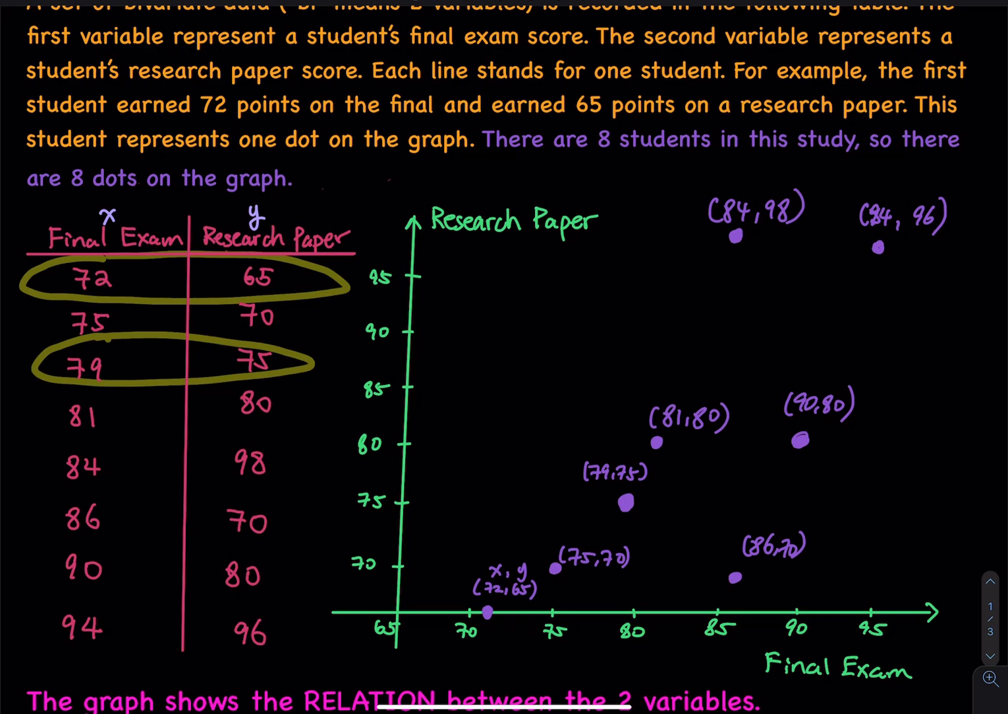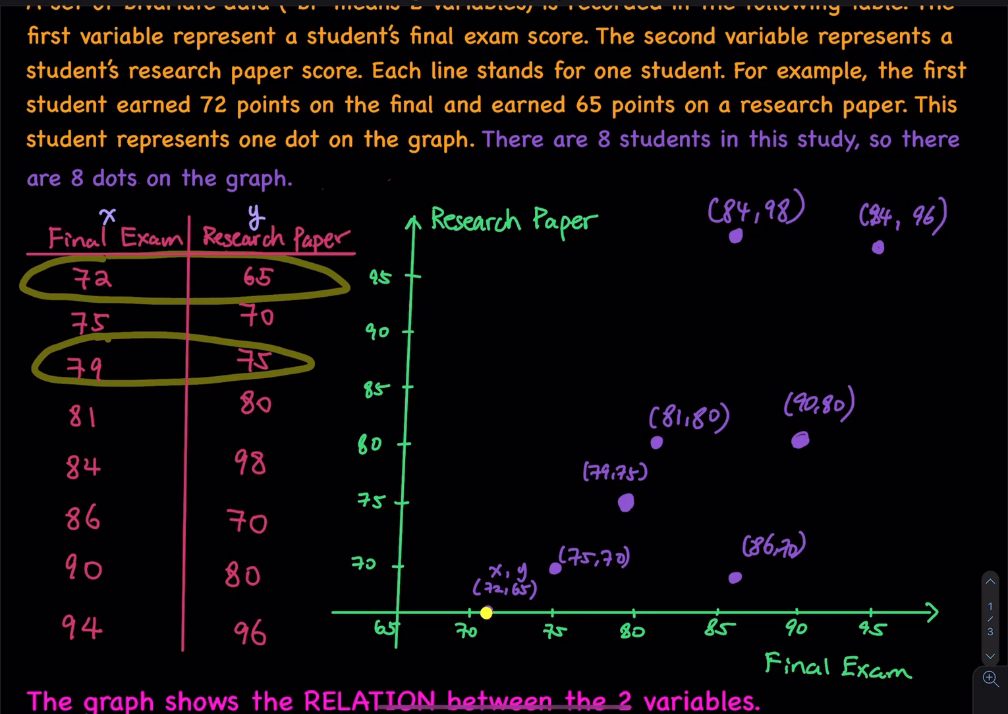When final exam is equal to 72, do you follow my yellow dots? So it is right here. So we have the first student who got 72 points on the test and then 65 points on the paper. So 72, right? And then 65 points is on the vertical axis. So this is what we have.